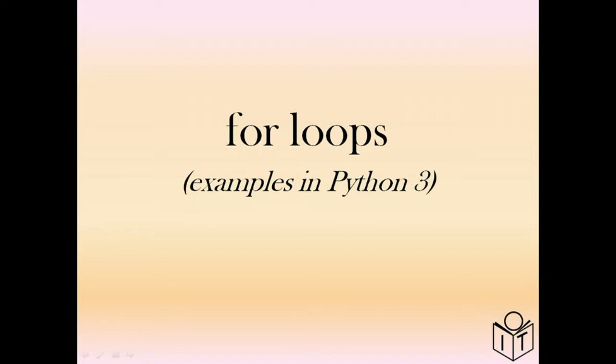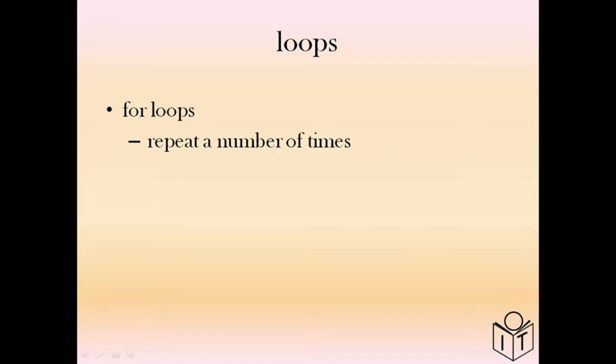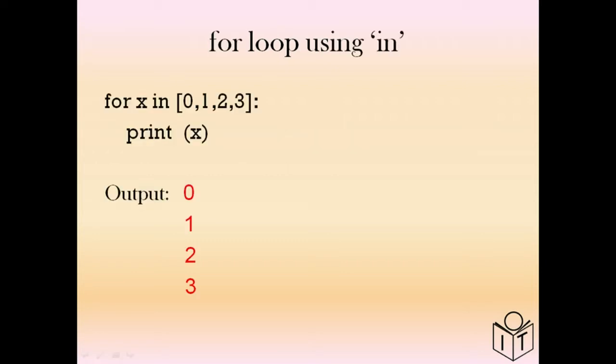So what's a for loop? A for loop is just some code that makes the following code repeat a number of times. So we can look at the syntax. Here we have the word for, then we have maybe some variable, then we have the word in.